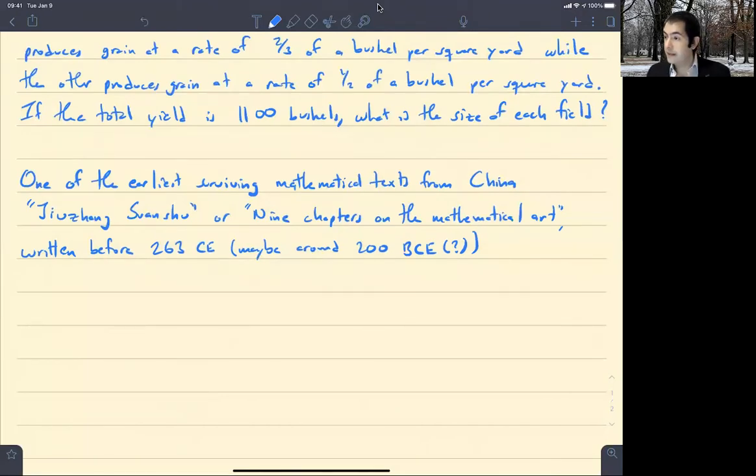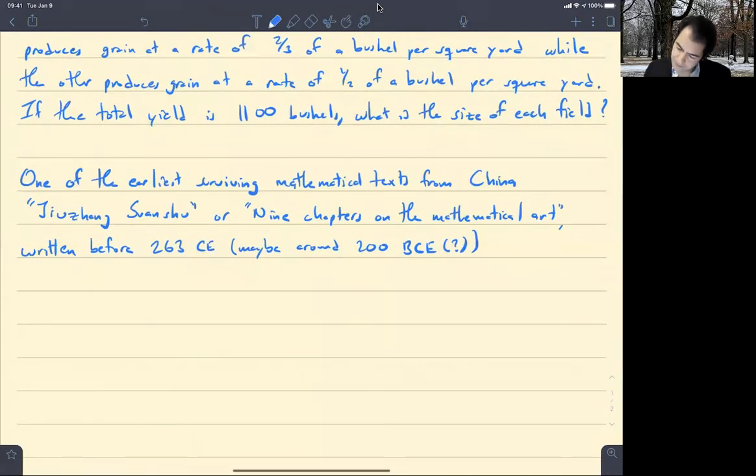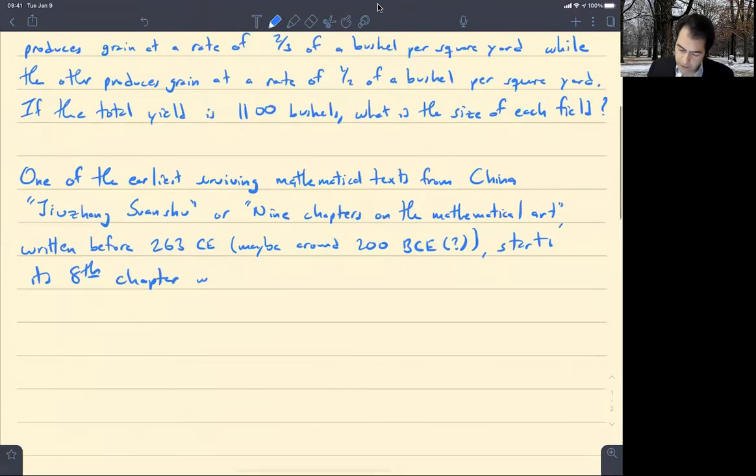In any case, these 9 chapters contain things like the Pythagorean theorem, but for us, the relevant one is the 8th chapter, which starts with the following problem.